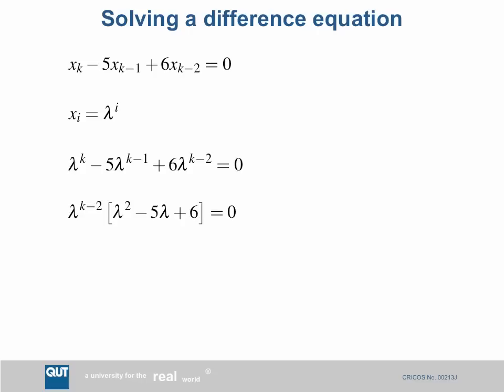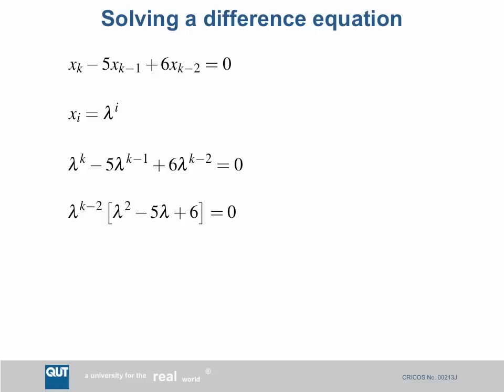Now, in order for this to be equal to 0, one of two conditions must be true. One is that lambda to the k minus 2 equals 0. So let's think about that for a moment. If lambda is greater than 1, then as I raise it to increasing powers of k, it's going to get bigger and bigger and bigger. It will never be equal to 0.